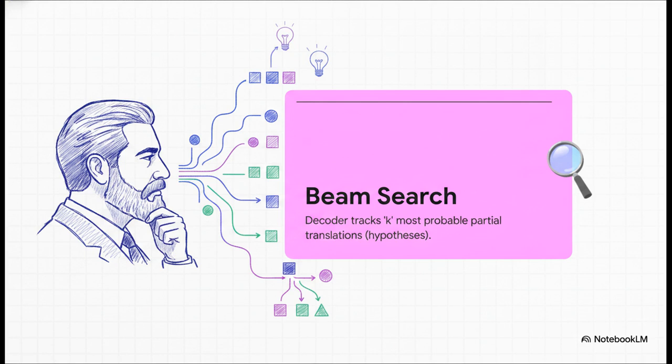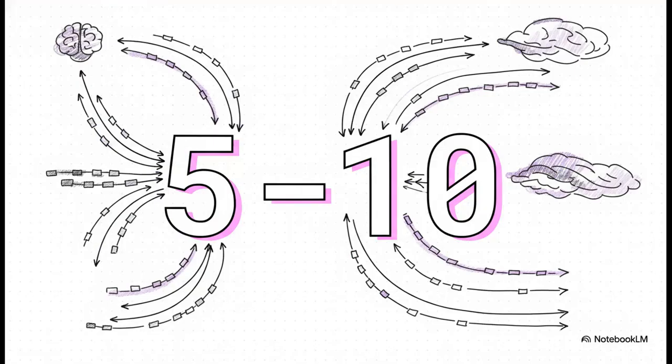Instead of the decoder just grabbing its immediate best guess for the next word and hoping for the best, it keeps track of the K most probable partial translations at every single step. These branching paths are what we call hypotheses. So the crucial point here is the size of that K, which is known as the beam size. In the real world, K is usually set somewhere between 5 and 10. That means the AI is actively juggling 5 to 10 distinct ongoing sentence paths at the same time. It weighs these multiple paths to guarantee it ends up with the most cohesive overall translation. Because if it just blindly committed to a word that looks good in the short term, it might totally wreck the grammar by the end of the sentence.